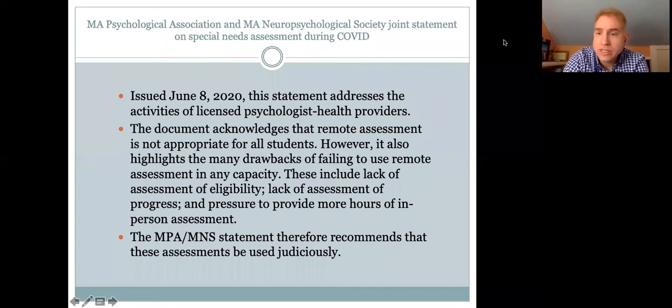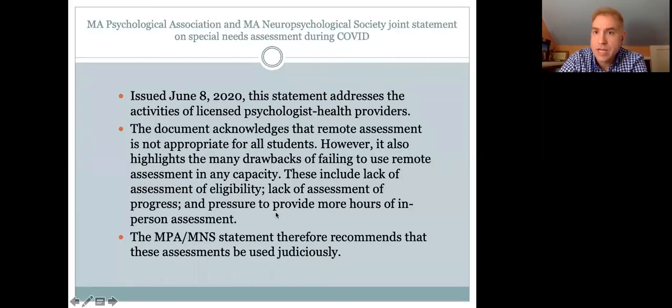So that joint statement, again, a public statement by the two state organizations, I think can be a useful advocacy tool if a family or an advocate is encountering some pushback around remote in the special education process. And that, I guess, is my last slide.